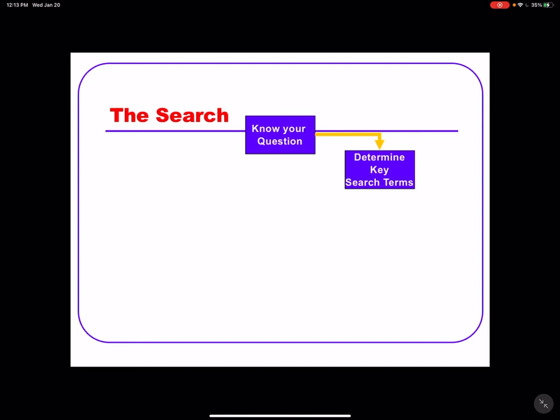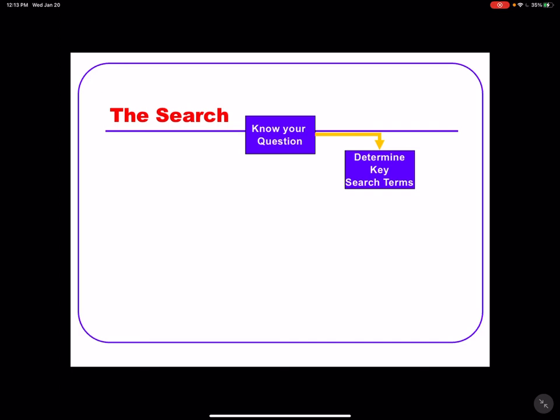And then determine your key search terms. And this is a little tricky. Sometimes you might call something one thing and somebody else might call it something different. One good example would be love. If you use the search term love, you're going to get a whole bunch of things. But you need to think ahead of time, what kind of love are you thinking of? Are you thinking of romantic love? Are you thinking of spiritual love? There are all different ways that love has been defined.